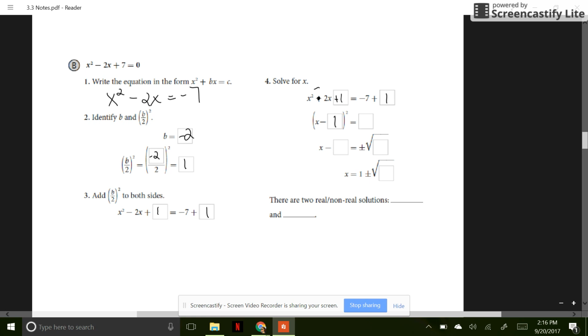Again, the way we created this, this should be a perfect square. So it comes out to x minus 1, squared. Again, this is that b over 2 term. Negative 7 plus 1 is negative 6. Now we take the square root. So x minus 1 equals plus or minus the square root of negative 6.